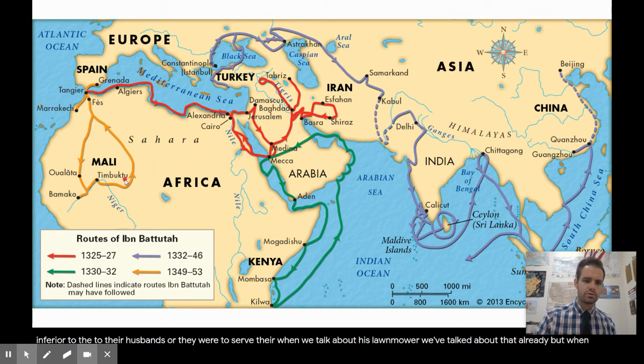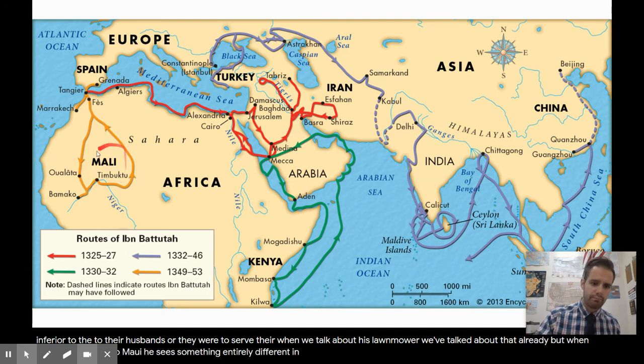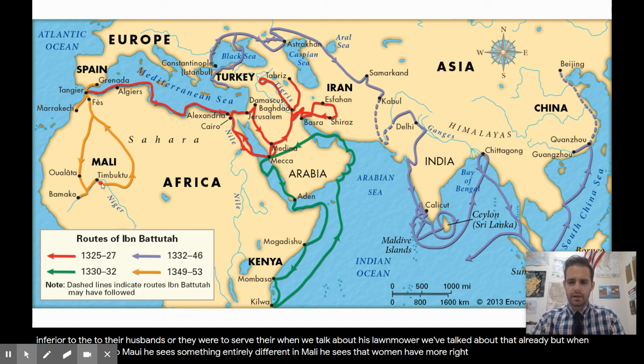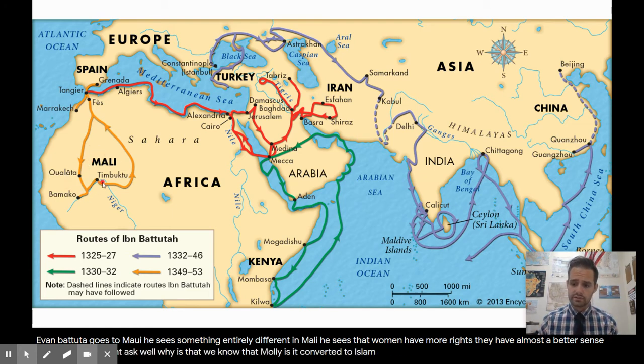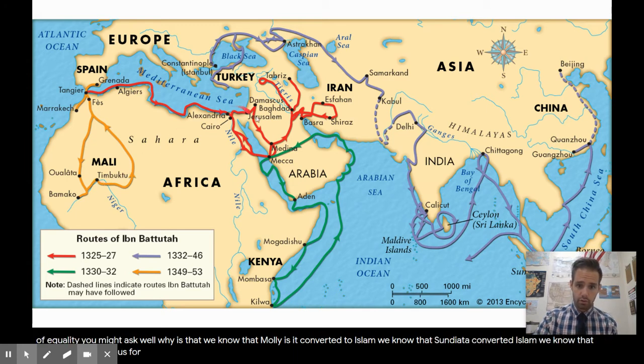But when Ibn Battuta goes to Mali, he sees something entirely different. In Mali, he sees that women have more rights. They have almost a better sense of equality. You might ask, well, why is that? We know that Mali is converted to Islam. We know that Sundiata converted to Islam. We know that Mansa Musa, famous for going all the way to Mecca, obviously he's a Muslim as well.